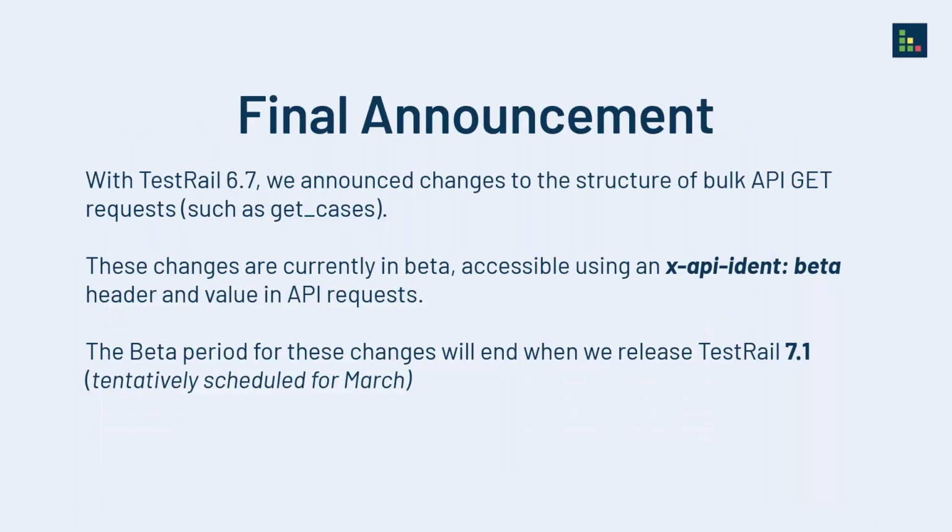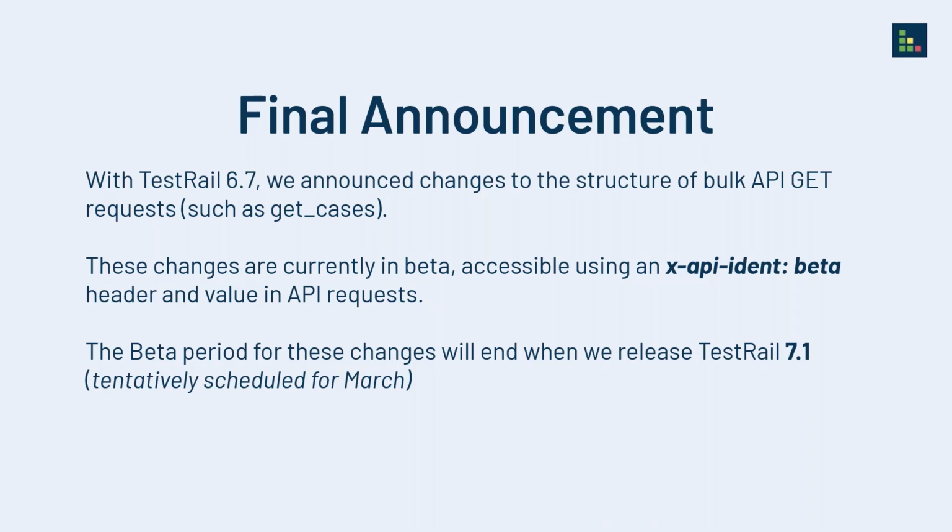And a final announcement I alluded to a few moments ago. With TestRail 6.7, we announced changes to the structure of the bulk GET API endpoints, such as GET cases. These changes are currently in beta, accessible using the X-API-IDENT beta header and value in API requests. The beta period for these changes will end when we release TestRail 7.1, which is tentatively scheduled this month.